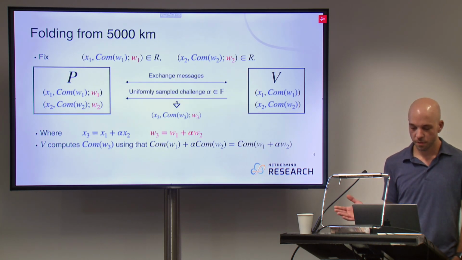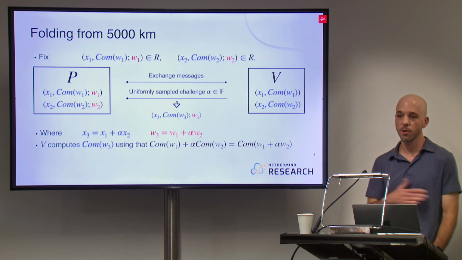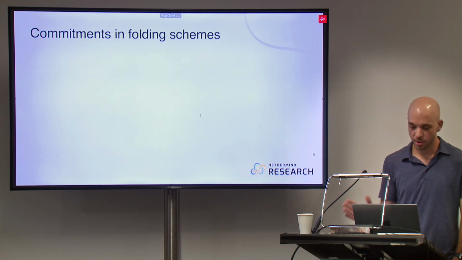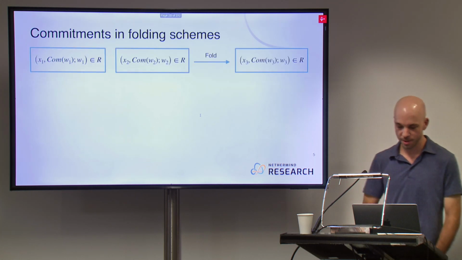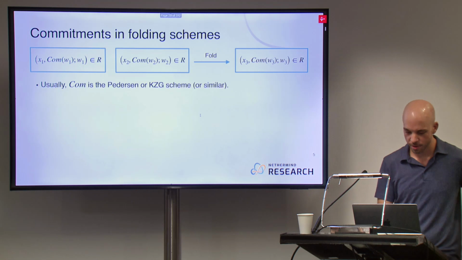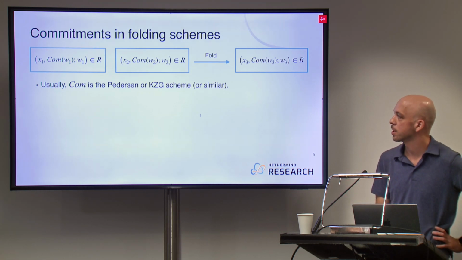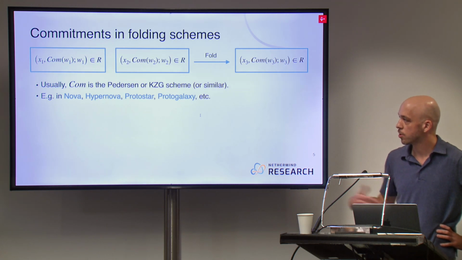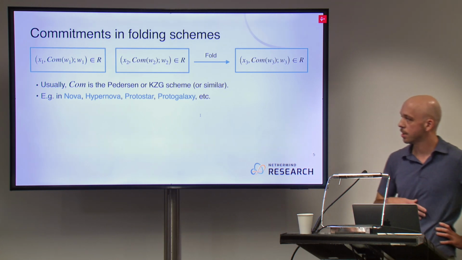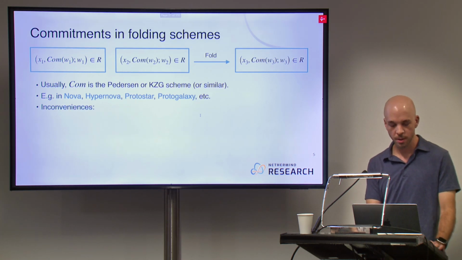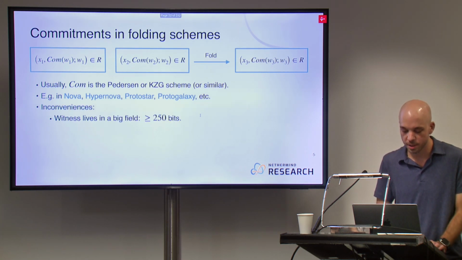So this is folding from 5,000 kilometers away. Almost all folding schemes work this way. And this is all you need to know for this talk, except in the end, where it gets a bit more technical. Usually, the commitment scheme is a Pedersen or KZG scheme. For example, Nova, HyperNova, Protostar, ProtoGalaxy, and others use Pedersen-based schemes. This scheme has some inconveniences.